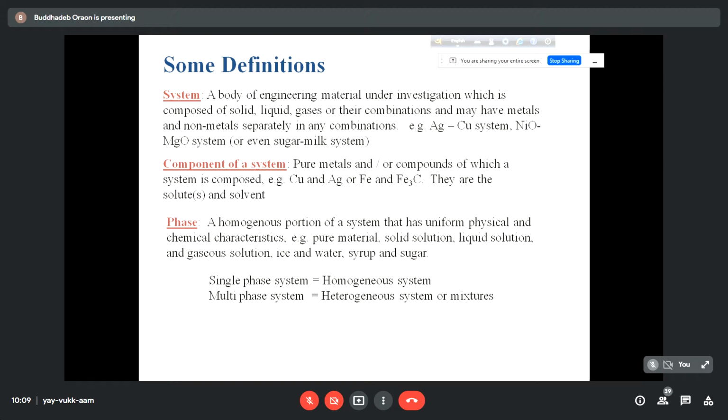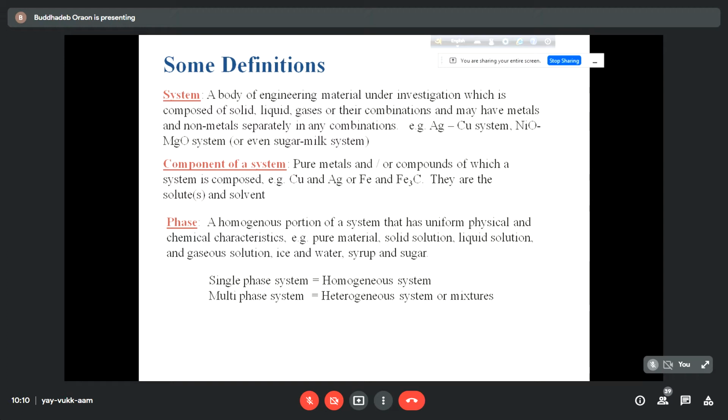So these are some of the terms that are used for discussing the phase diagrams, like system. System, this term is used in somewhere else also. You have studied the thermodynamics. In thermodynamics, you have got this system definition, but here we will slightly relate this particular term to a phase diagram.